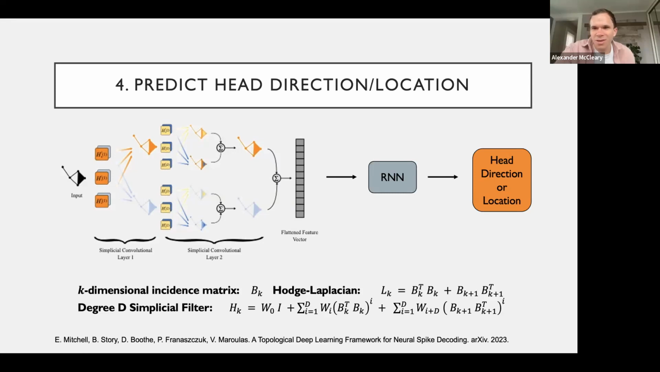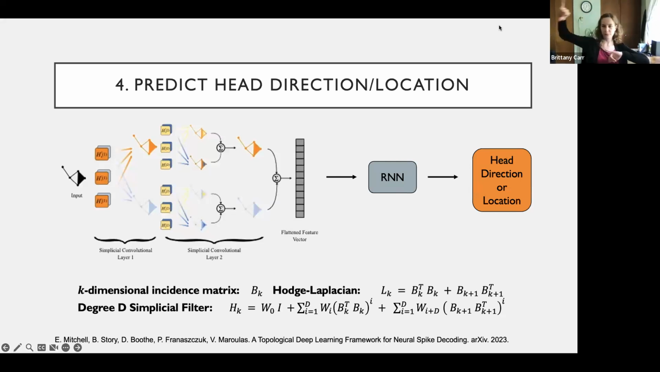So, Brittany? Yes. Is it the same neural network that predicts both head location and head direction, or is it two different ones? That's a great question. Right now, the way we're doing it is we just have two separate networks. One predicts head direction, one predicts location, but they're still utilizing the same architecture, which is why I threw them in the same slide. That's a great clarification question. And you're too good, Alex. You're leading me into future work that we'll discuss in just a little while.